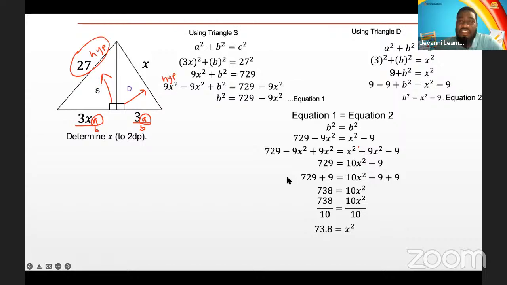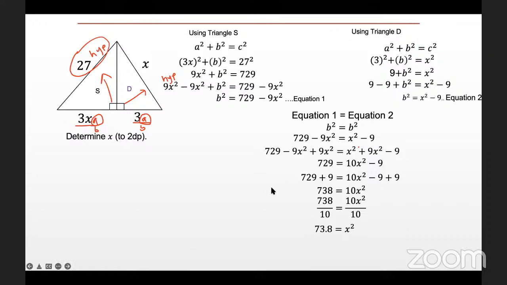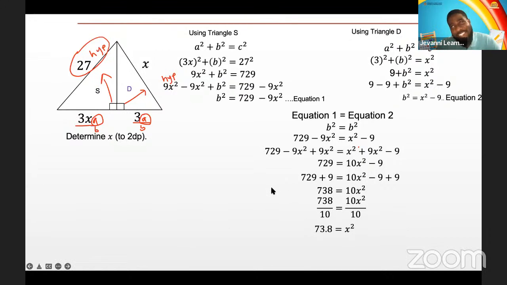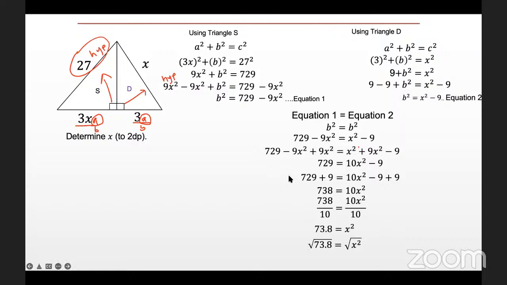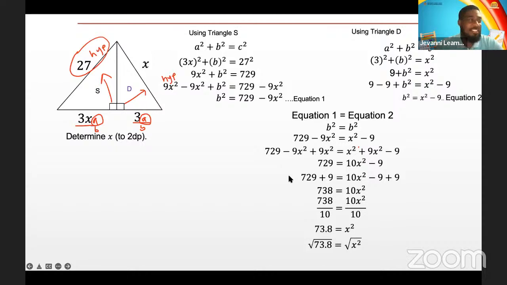So we're going to take the square root of both sides because we want to get rid of that squared that is attached to the x squared, right? It's not x you want to find, sir? Yeah, but you know, layman's term. Okay. So we get the square root of 73.8 is equal to the square root of x squared.